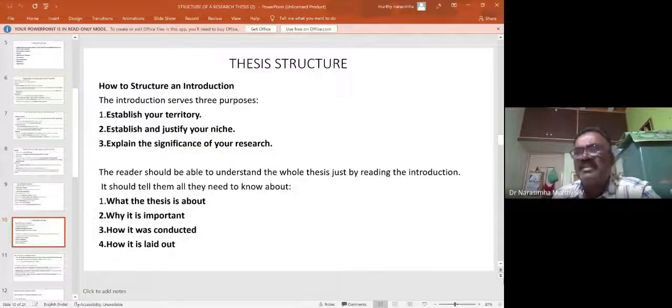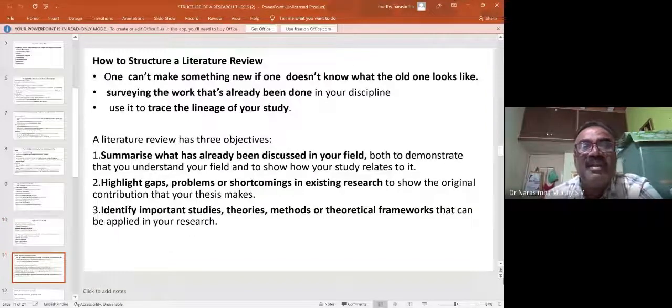For example, what the thesis is about. It should come out very clearly. Why it is important. How did you conduct your research? Methodology, approach, how it is laid out. Again, methodology, approach, and how do you bifurcate different chapters. All these things will come in the introduction.